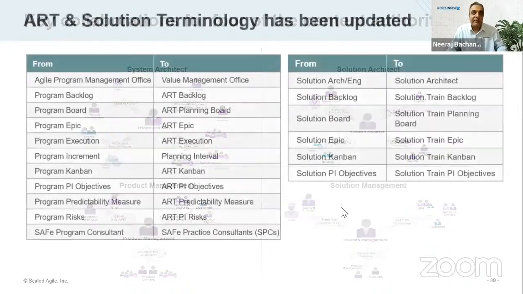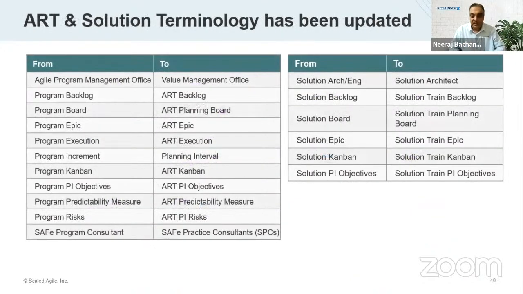And earlier I mentioned very briefly that the word program has given way to some new terminology that is more product related. So for example, the very common program backlog that we had in the previous versions has now become the ART backlog. Similarly, the program board, a very popular dependency board that we create in PI planning, has now become the ART planning board, and so on and so forth.